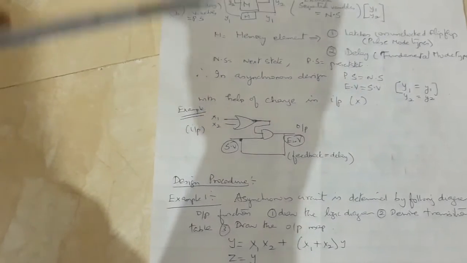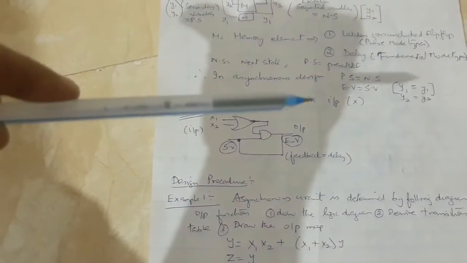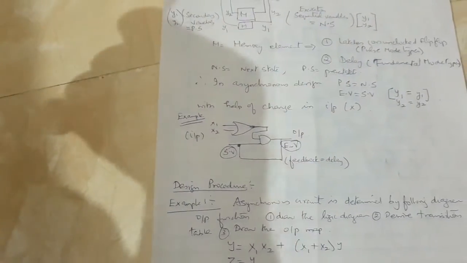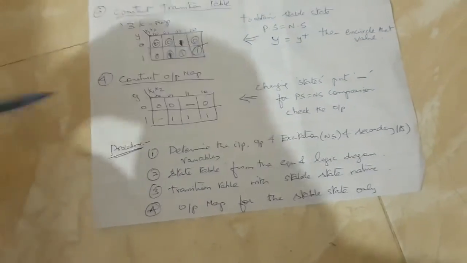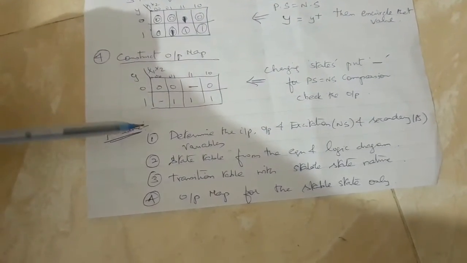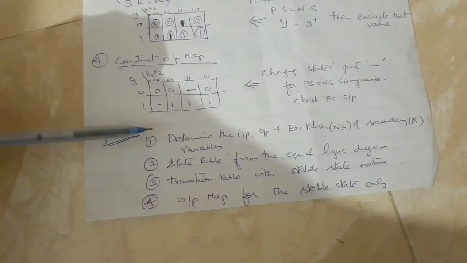So let us now go deeper into how to design an asynchronous sequential circuit. To design an asynchronous sequential circuit, the following procedures have to be followed. Step 1: determine the output variable.